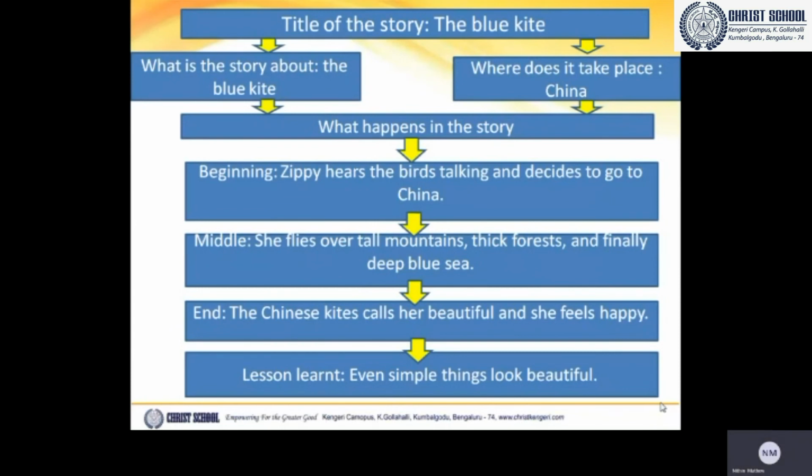So dear students, this is called a story map, okay? You can create your story map in different ways, but this also can be called a story map where you will mention the title of the story in the beginning, and below that you will mention what the story is about and where it takes place. That is also very important. Then we go through what happens in the story step by step, in the beginning, in the middle, and in the end. At the end, we learn some lesson from there. So that is what we have seen in the story map of The Blue Kite.